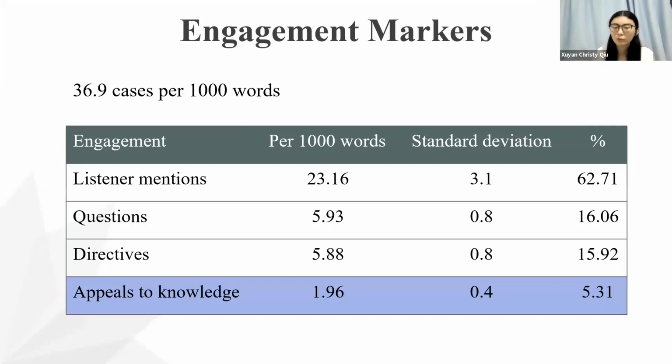And appeals to knowledge were used less frequently among the 4 types of engagement markers. Our observation is that the students or the presenters are not quite sure about the background of the audience, so they may not know how they can make use of those appeals to knowledge markers to highlight the shared knowledge or the shared understanding between the presenters themselves and also the audience. So this kind of marker was not that frequent in 3MT presentations.